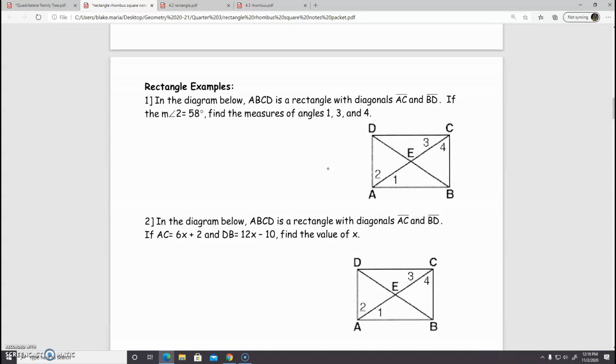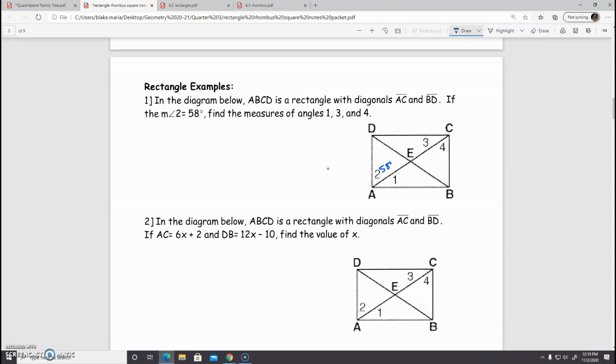ABCD is a rectangle with diagonals. Measure of angle 2 is 58. Find the measure of angles 1, 3, and 4. So let's find the measure of angle 1, right? If this is a rectangle, you know this angle is 90. So we're going to do 90 minus 58, and we're going to get 32. So we know angle 1 is 32 degrees.